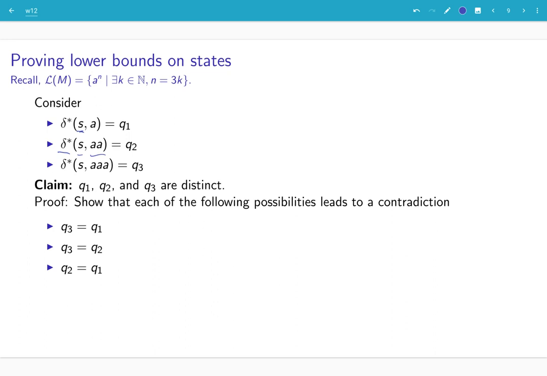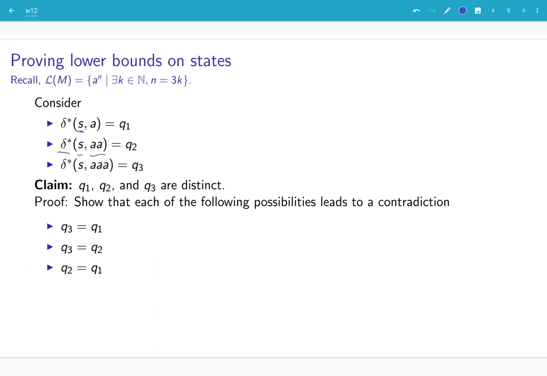Now, suppose that it's possible to recognize this language with fewer than 3 states. Well, then it would follow that Q1 is equal to Q2, or Q1 is equal to Q3, or Q2 is equal to Q3. They can't all be different states if there are only, say, 2 states or 1 state. But I'm going to show that that leads to a contradiction, that Q1, Q2, and Q3 have to be different.